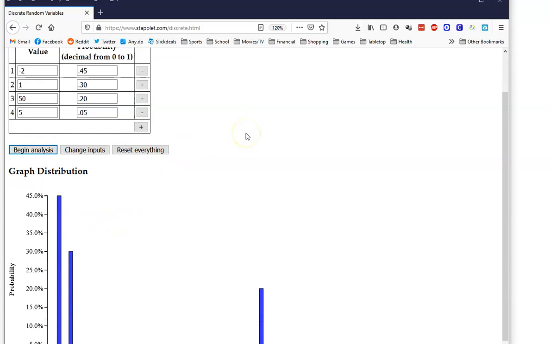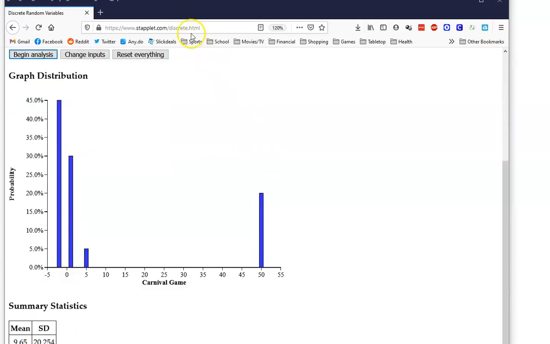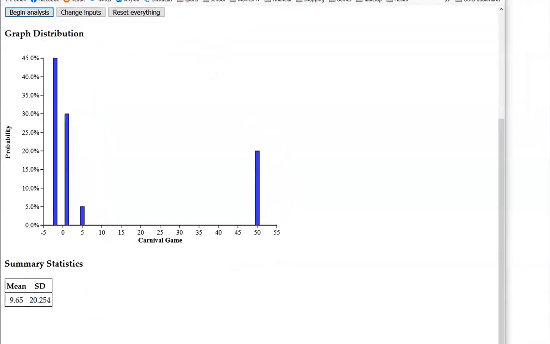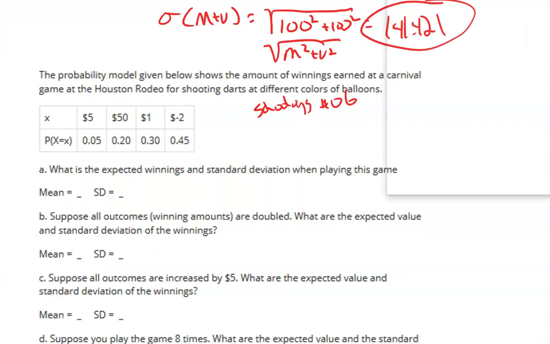So here's our distribution, and here is our mean and standard deviation. On average, we're going to win $9.65, give or take $20.254. I expected that kind of deviation because we got this 50 over here bringing the standard deviation up, right? It's way away from the mean of the 9 right here. There's a decent chance you're going to win $50, or you might even lose some money. There's a big difference between those outcomes. So that is our mean and standard deviation.